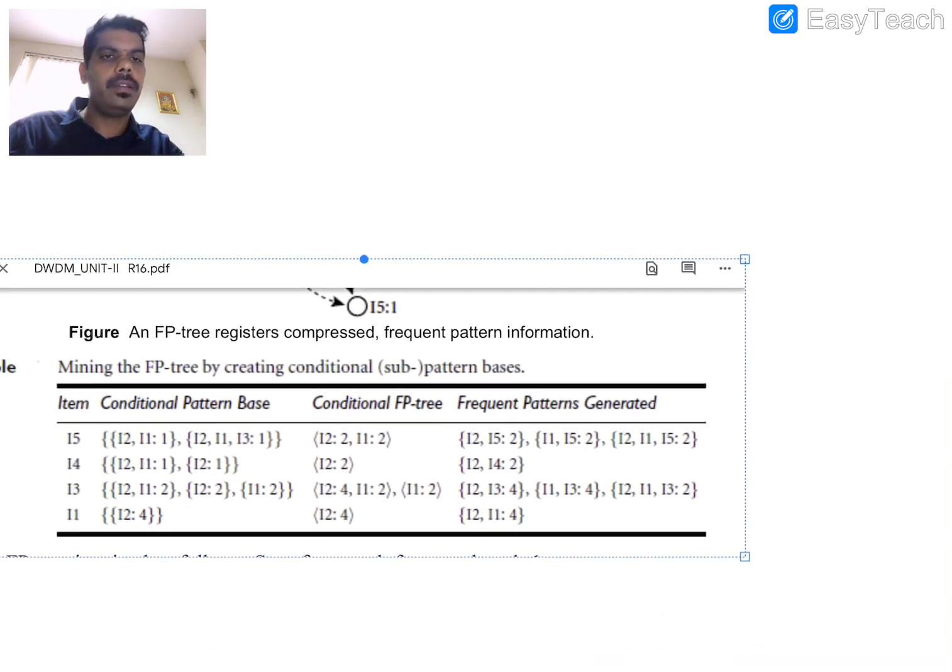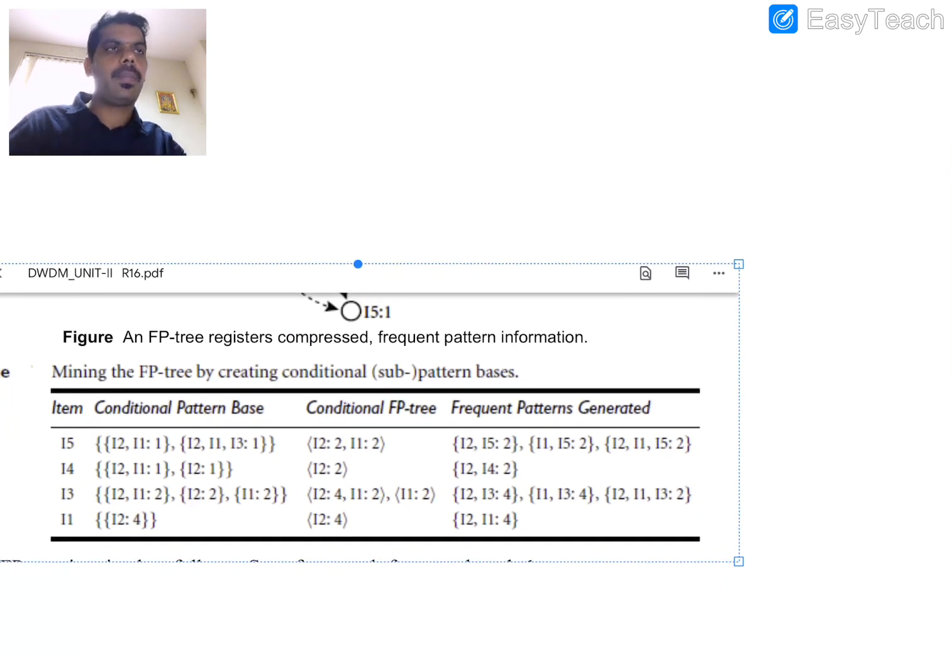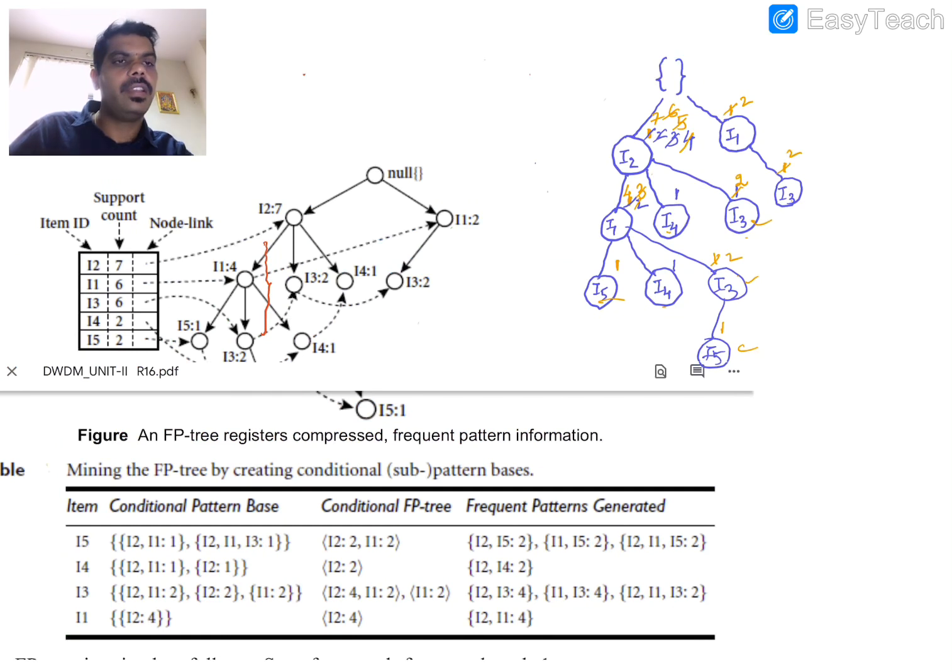If you look at here, right. So in the previous, this is the table we have taken. I will explain this table. But before that, see this. This is the tree we have constructed. Now we are going to generate the conditional pattern base and conditional FP tree.